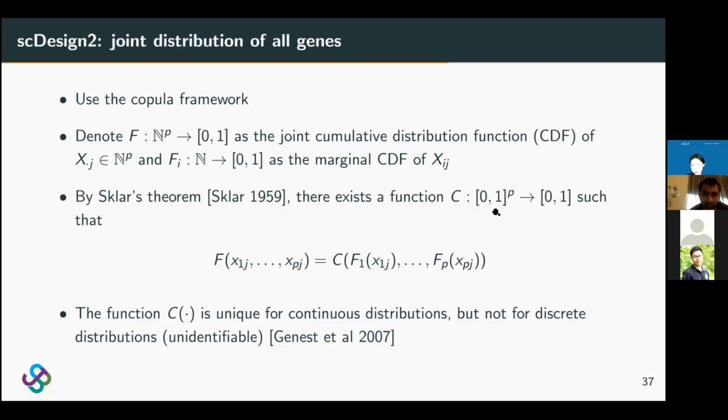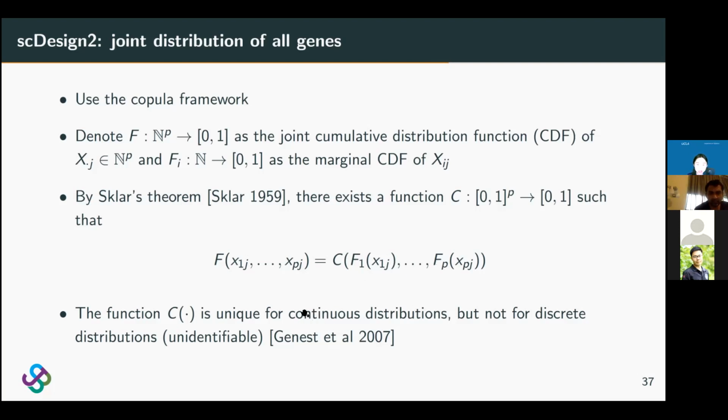And this copula itself is mapping from the p-dimensional 0 to 1 cube to the 0 to 1 interval. So from a cube to an interval, it will satisfy that the joint CDF can be written as this C with its p arguments as the marginal CDFs of the p variables. So basically, it's a way to compose a joint distribution from p marginal distributions.